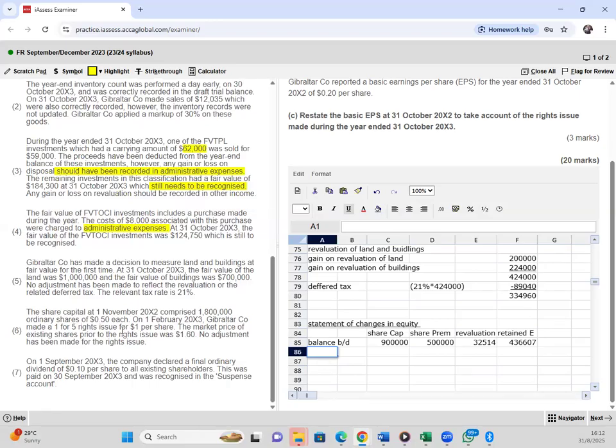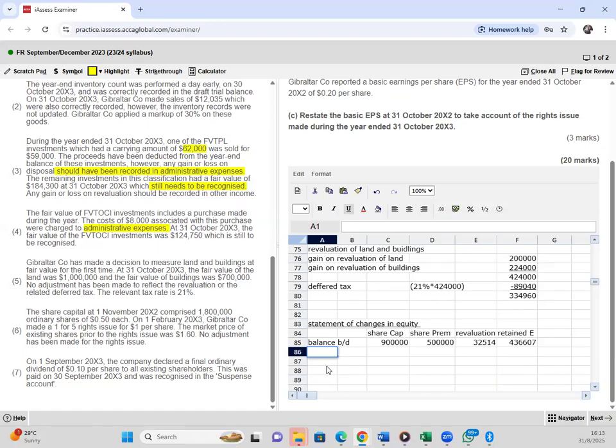On 1 February, the company made a 1 for 5 rights issue at a dollar per share. So there was a premium of 50 cents. The market price of the existing shares prior to the rights issue was $60. So yes, it's a rights issue. They reduced the price from $60 to $1.